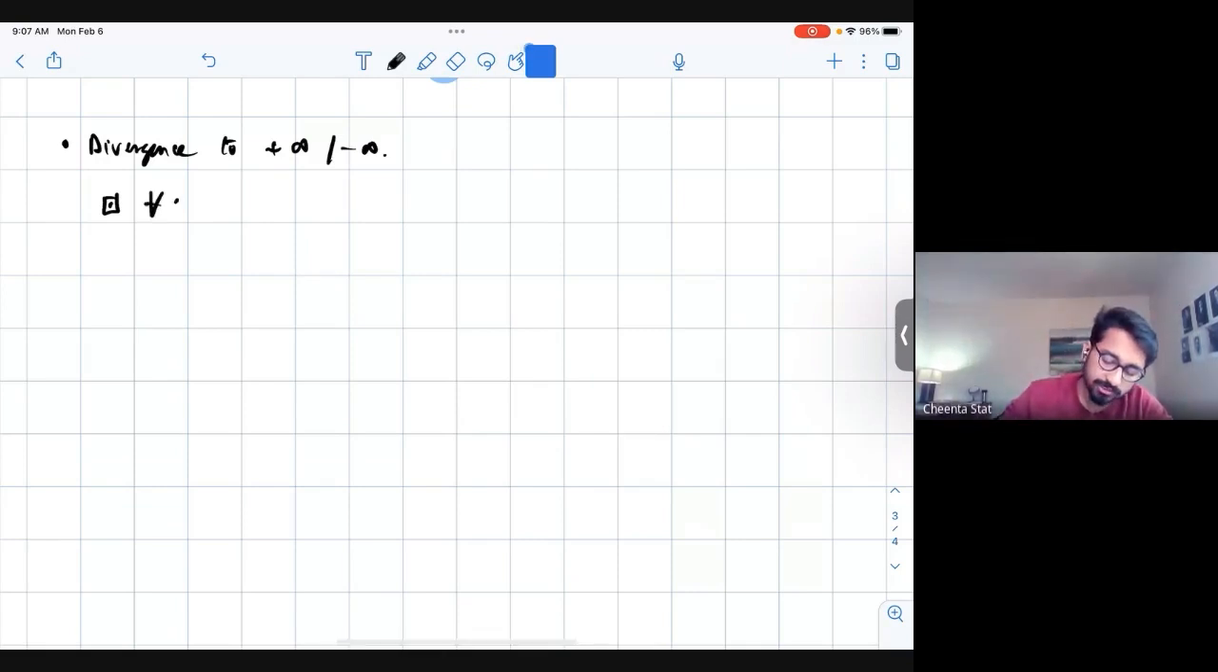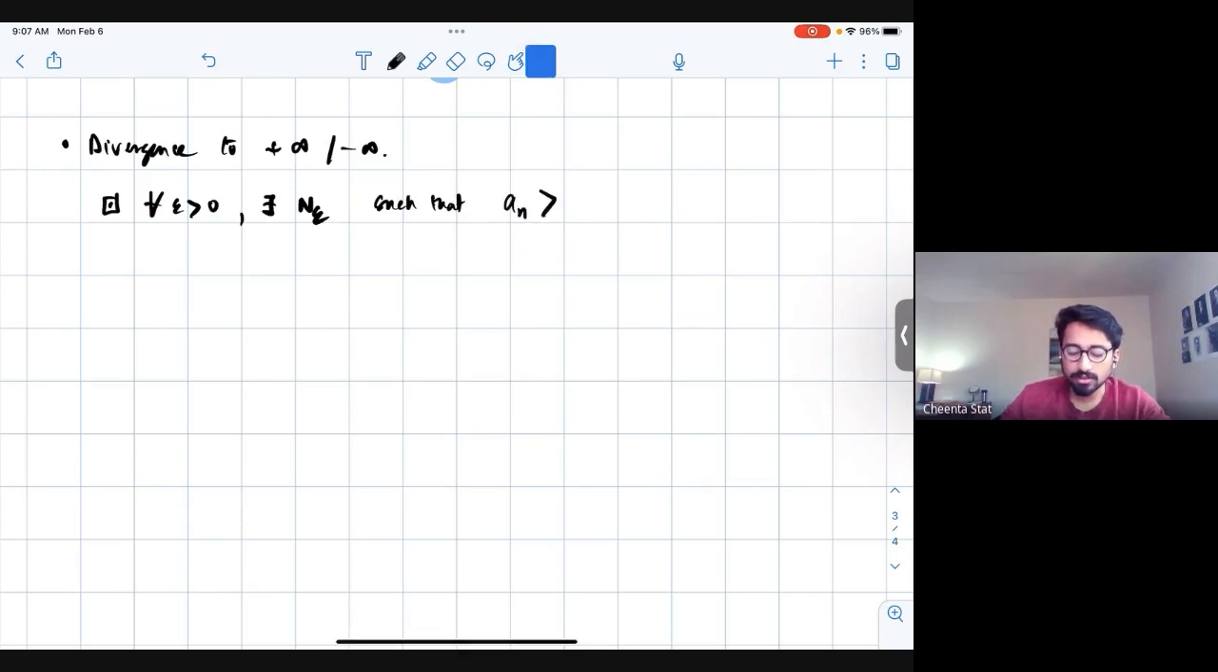So for all epsilon greater than 0, there exists an N epsilon. So N epsilon is a bound after which it happens, such that a_n is greater than, not for all epsilon, for all real number greater than 0, a_n is greater than L for all n greater than or equal to N epsilon.